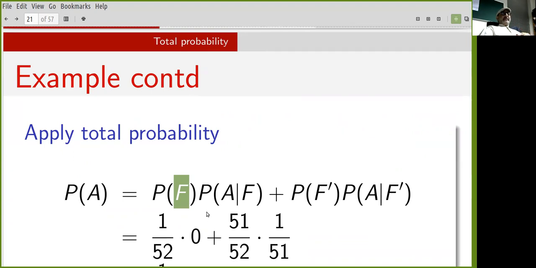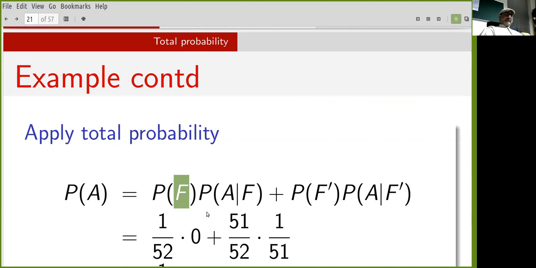Okay, what's the probability of A given F? What's the probability that the second card is the Queen of Spades, given that the first card was the Queen of Spades? If the first card was the Queen of Spades, there's no way that the second card can be the Queen of Spades. So this probability is 0. Okay. Probability of F prime, the probability that the first card is not the Queen of Spades. Well, that can happen for any one of 51 cards out of 52 that could be equally likely to be the first card. Okay, so that's 51 out of 52.